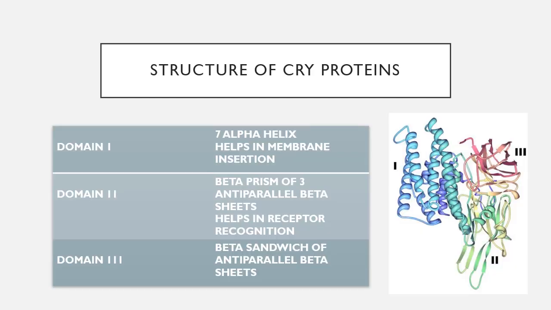Let us see the structure of the Cry proteins. Cry proteins usually have three domains, as you can see in the picture: domain 1, 2 and 3. Domain 1 contains the 7-alpha helix which helps in the membrane insertion. Domain 2 consists of the beta prism of 3 antiparallel beta sheets which helps in the receptor recognition. Domain 3 consists of the beta sandwich of antiparallel beta sheets.